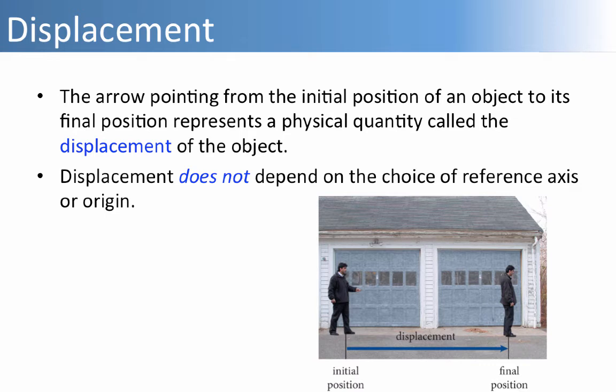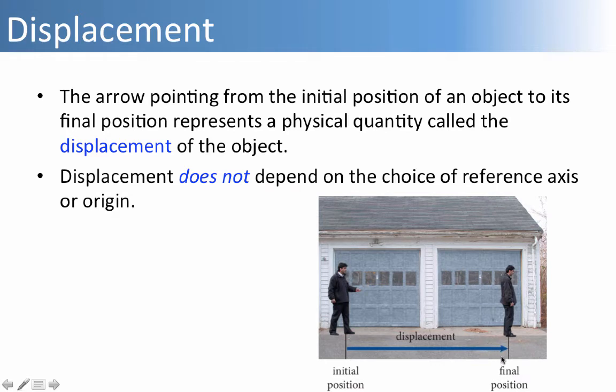Displacement is something that describes the change in position from an initial position to a final position. In this figure, this is a large frame of what we were analyzing before. The arrow that points from the initial position to the final position is called the displacement. And this is a particular physical quantity. These arrows will be very helpful to you. Draw a picture and draw this arrow from the initial position to the final position.